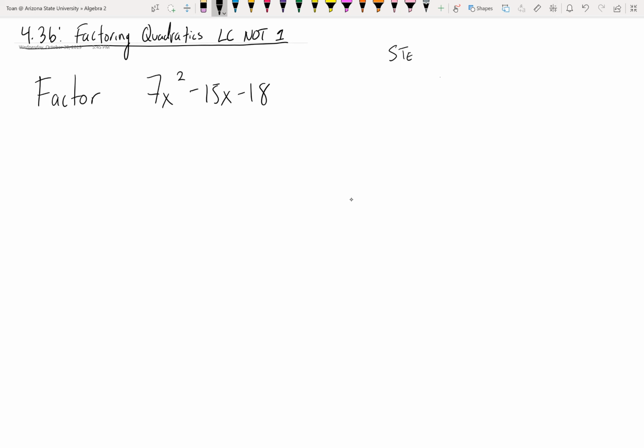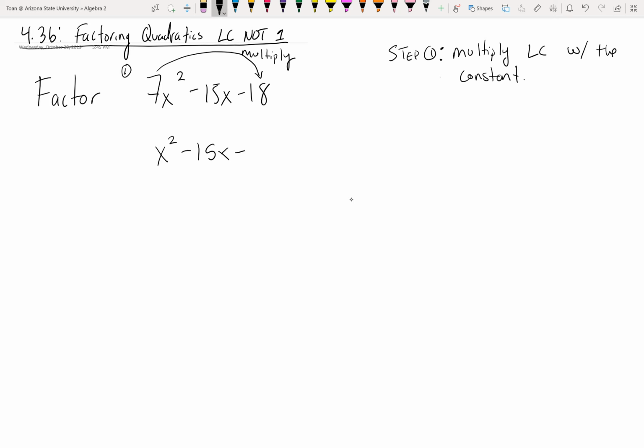I'll go ahead and write the steps on the side here. So step 1, you're going to multiply the leading coefficient with the constant. You're going to multiply the first number with the last number. So here's step 1. Multiply. So then that's going to give you x squared minus 15x minus, and if multiplication is not your forte or if the numbers are really big, just whip out a calculator. So we need to do 7 times 18, which is 126.